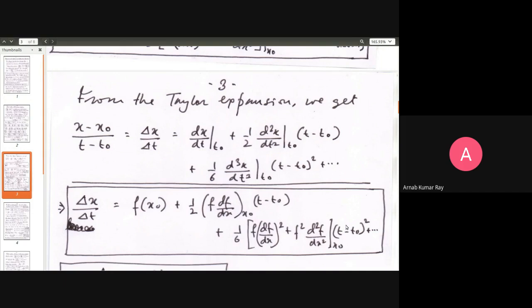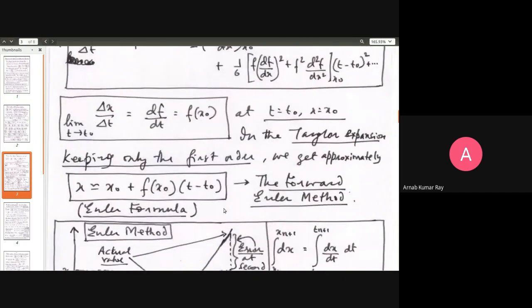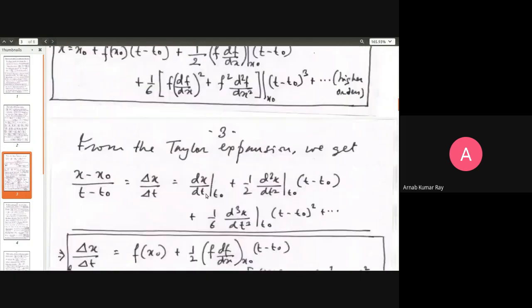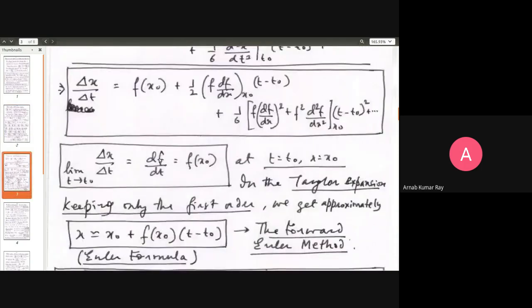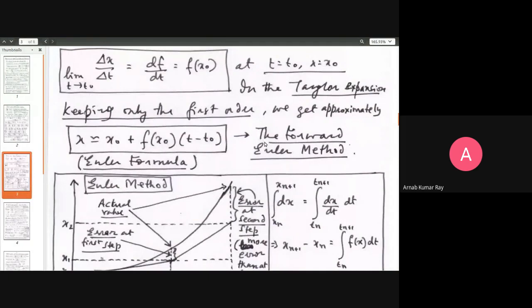So 10 raised to minus 10 can be safely neglected against 10 raised to minus 5. That is the whole idea. So when your step size is small enough, when t goes to t naught but not exactly equal to this, you can write this thing as this approximate formula, which we have discussed. x is equal to x naught plus f of x naught times (t minus t naught). You have neglected this order because t minus t naught is a small number. So this is the Euler formula, the forward Euler formula.